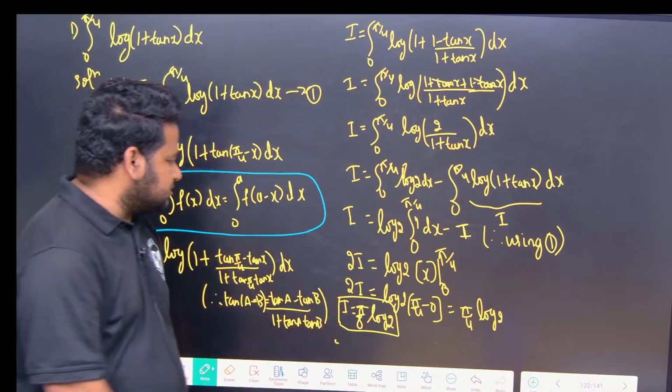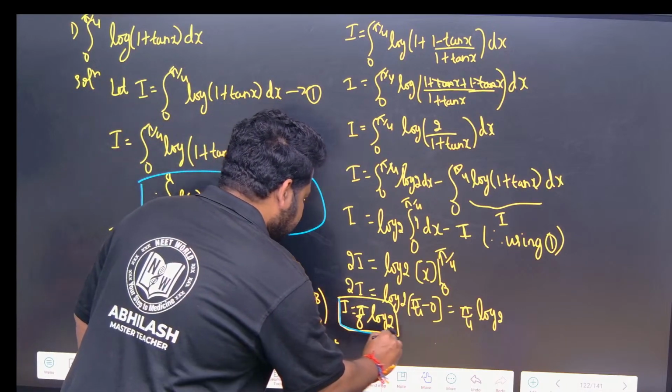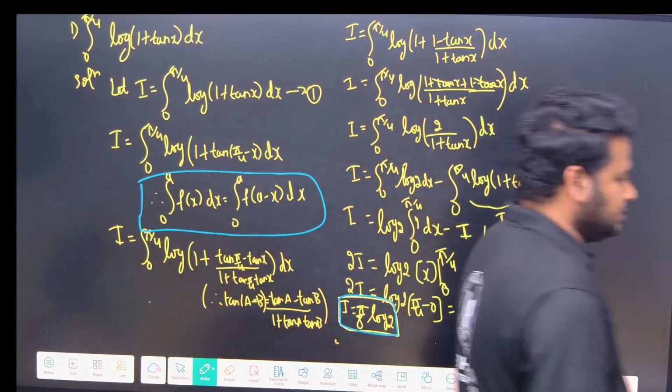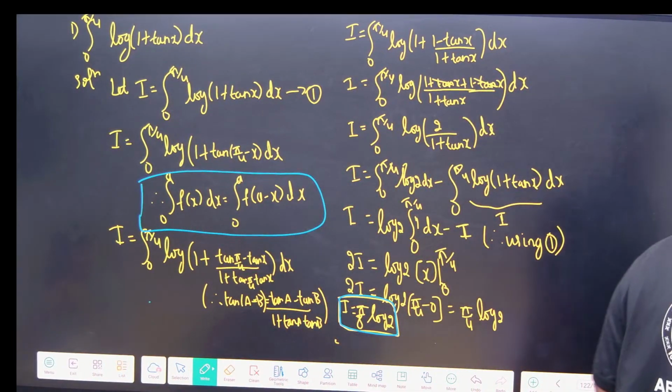So this is the final answer, friends. The final answer to this question is I is equal to pi by 8 log 2. This is the way you have to solve this question, clear?